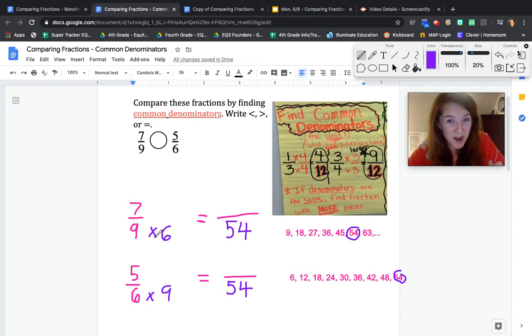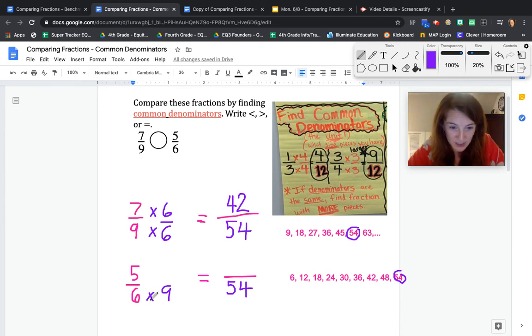Now that gives me my next clue. Whatever you do on the bottom, you have to do on the top, or it's not equal. We have to multiply by a fraction that equals 1 whole, because we know that any number times 1 equals that number. That's how we know these fractions are equal, because I multiplied by the same number. It keeps the proportions the same. So 7 times 6 is 42. So now I know 7/9 is equal to 42 54ths.